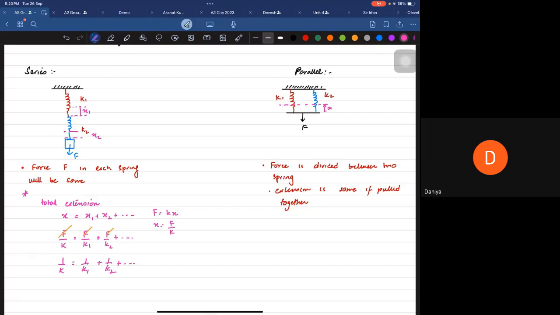So what happens is that when you write the total force, the force F will be divided such that the first spring will get F1, the second spring will get F2. And if there were more, they would get more, right? Then, because F is equal to kx, I can write here Kx, I can write K1x, I can write K2x here, like that.